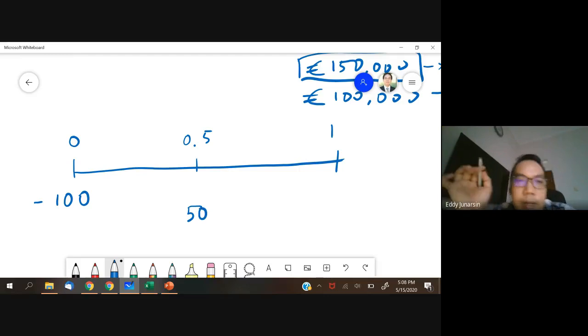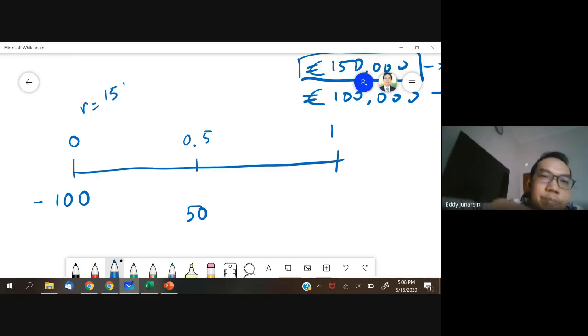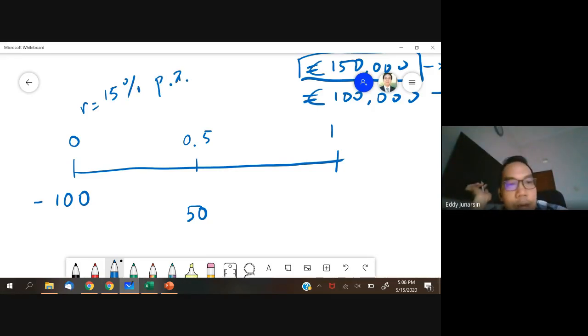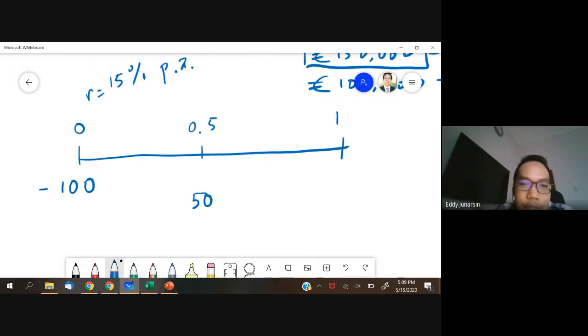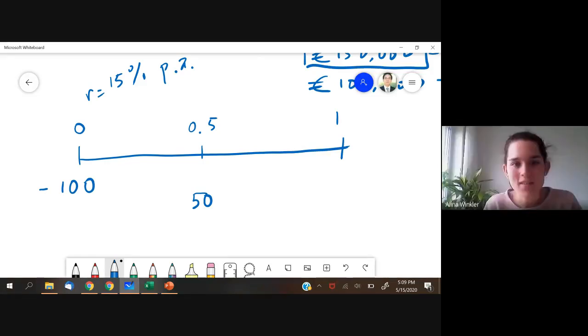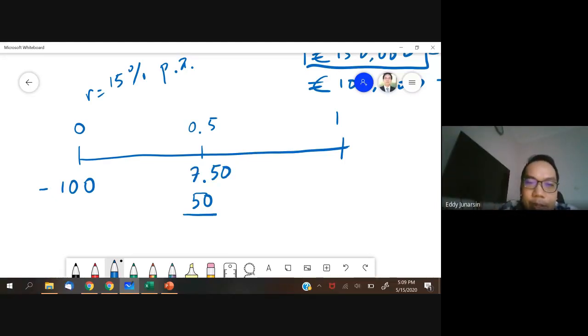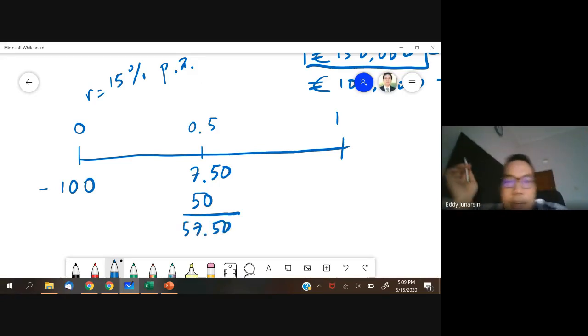So in half a year, what will you get? 50, right? And the interest rate is 15% per year, 15% per annum. So how much is the interest income? 15% of 100, but for half a year, so 7.5. Yeah, 7.50, right? So your cash flow would be 57.50 for the first 6 months.